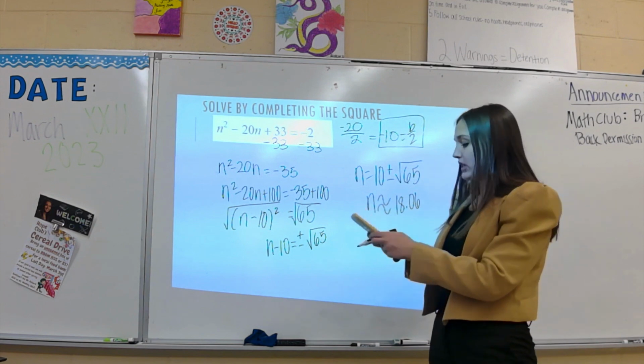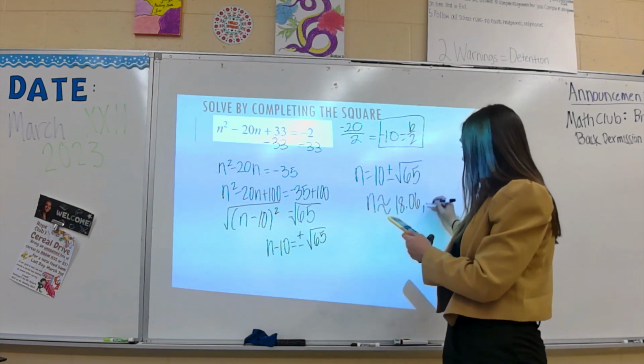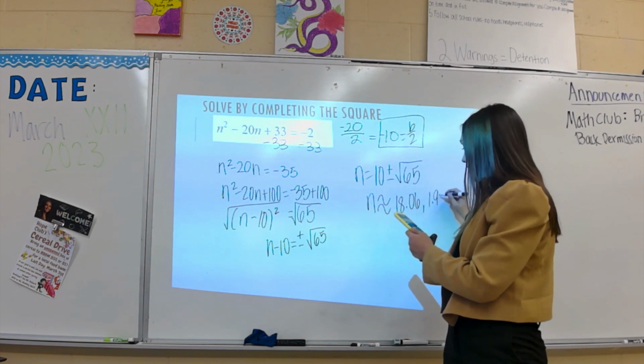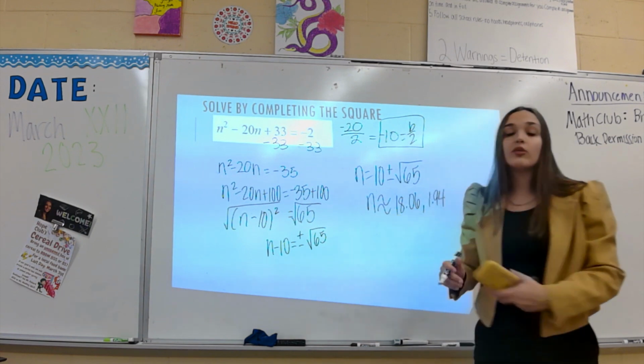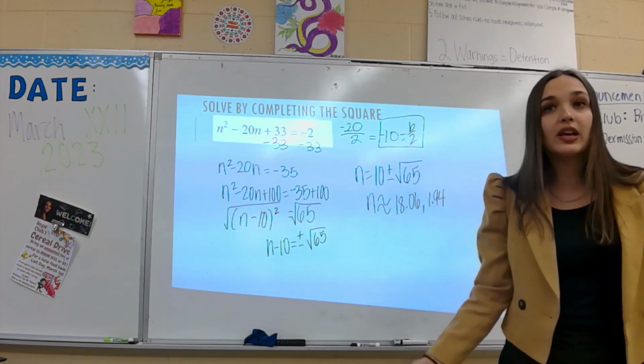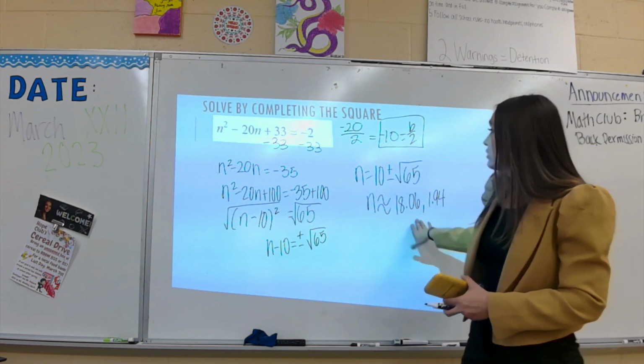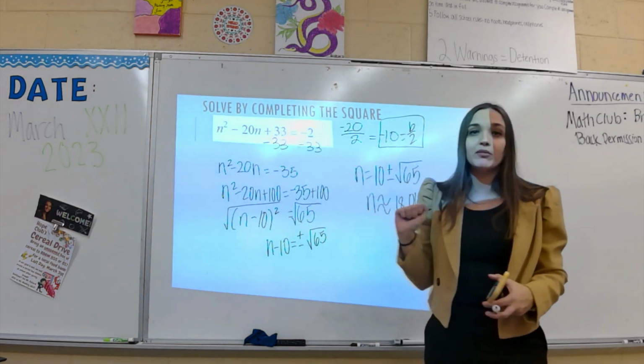And then we're going to do 10 minus the square root of 65. And I get 1.94, we can say. So these are my 2 answers. These are my 2 solutions, my 2 zeros, my 2 x-intercepts. There's many ways of what we can call it, but those would be the solutions to these problems.